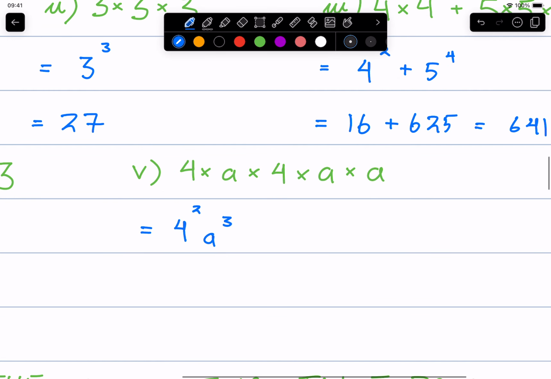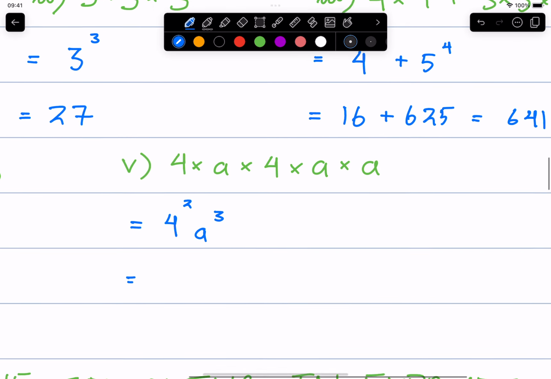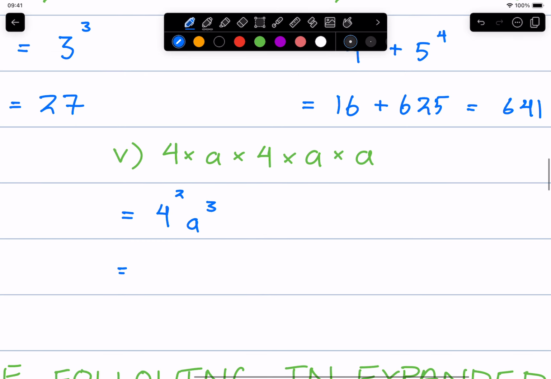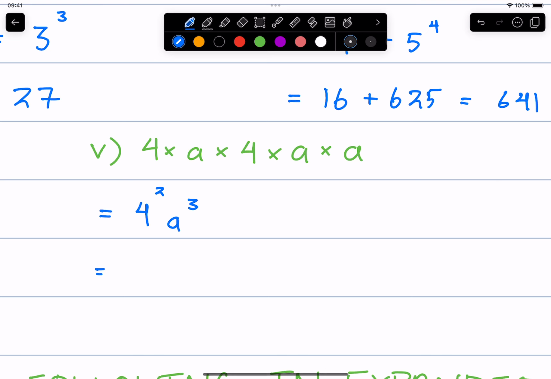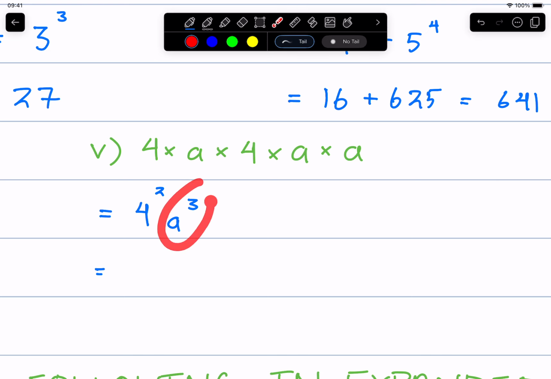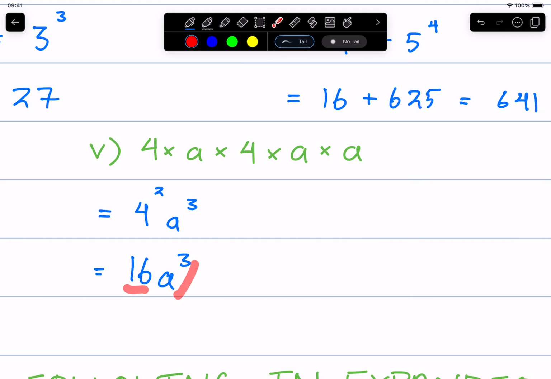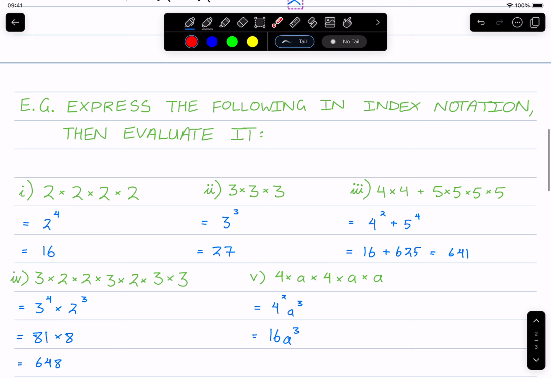Now as for this last one, a to the power of 3 is an algebraic term. We haven't been given any value for a, so a to the power of 3 can actually not be evaluated, so it stays as it is. However, 4 squared is just 16. So this simplifies to 16a cubed. Right, so that there is how we go from expanded notation into index notation.